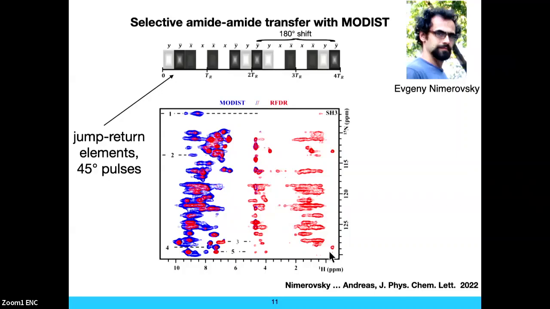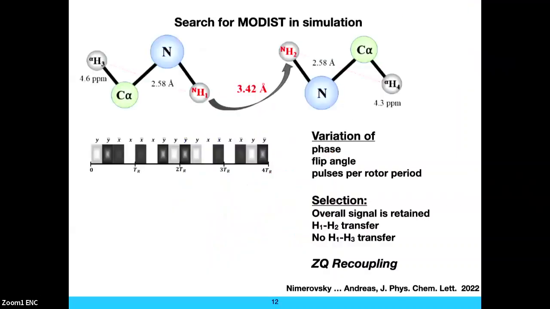This shows the design of the sequence with jump return elements of 45 degrees with the following phase cycle, which was found empirically in the computer. And I like to say that we found this pulse program by working at a very high level of abstraction, which is a fancy way of saying that we really didn't know how to design such a pulse program. So we just let the computer do the work. And so this is how we set it up.